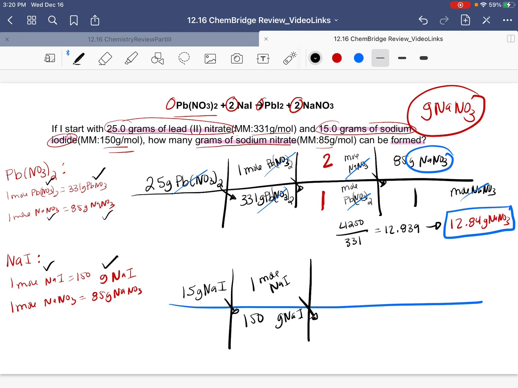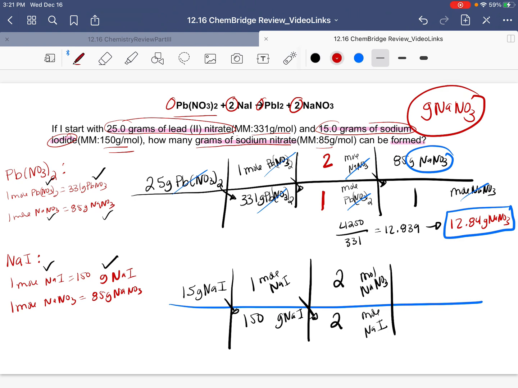I carry my units down. I have moles of sodium iodide. And I notice that there's nothing else on my conversion factor that I can use. So this means that I've reached the point where I have a mole to mole ratio. I'm going to go from moles of sodium iodide to moles of sodium nitrate. So again, because this is a mole to mole ratio, I'm going to use my conversion factor. So moles of sodium iodide up here are 2, and moles of sodium nitrate are 2.